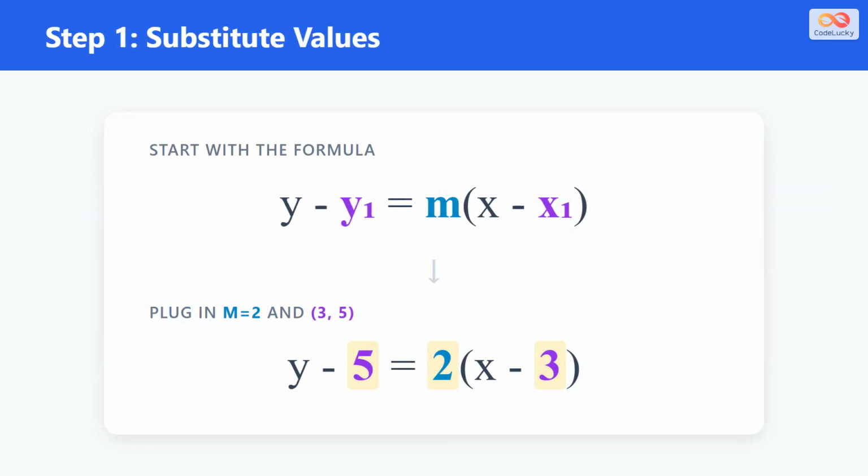The first step is simple substitution. We take our formula and replace the variables with our numbers. We replace y1 with 5, m with 2, and x1 with 3. The equation becomes y minus 5 equals 2 times the quantity x minus 3.